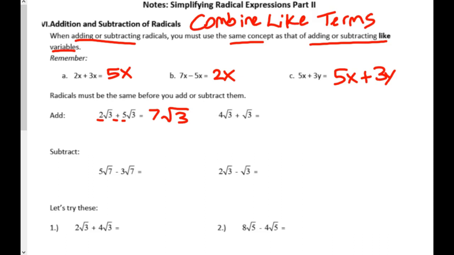All right, what about this one off to the right? What number belongs in front of this square root? A 1. You don't have to write it if you know it, but it helps you remember. So what is 4 square root of 3 plus 1 square root of 3?